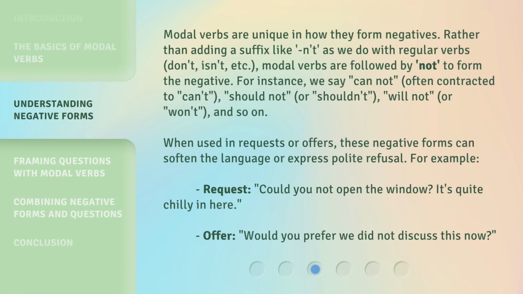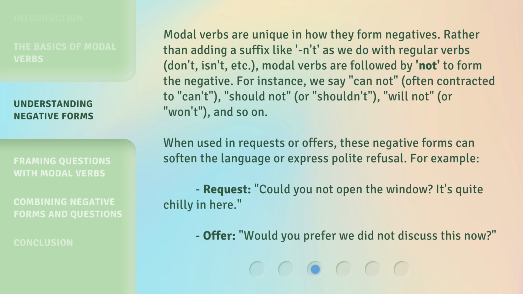Modal verbs are unique in how they form negatives. Rather than adding a suffix like "-n't", as we do with regular verbs, don't, isn't, etc., modal verbs are followed by "not" to form the negative. For instance, we say "cannot", often contracted to "can't", "should not", or "shouldn't", "will not", or "won't", and so on.